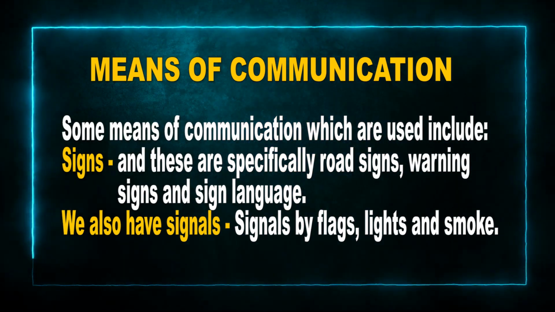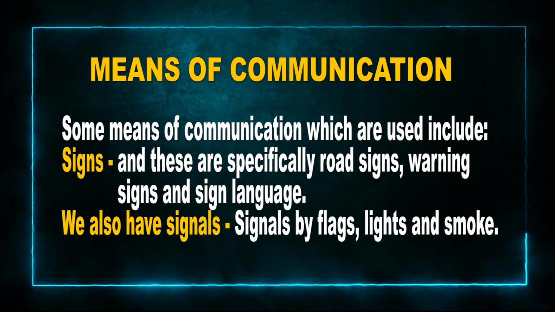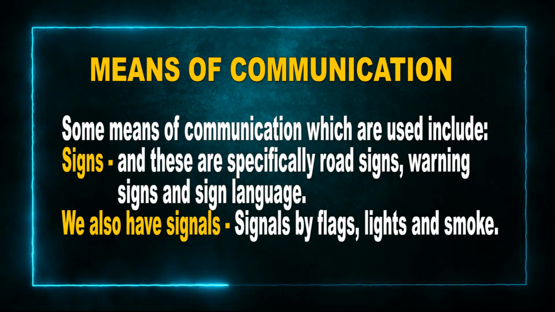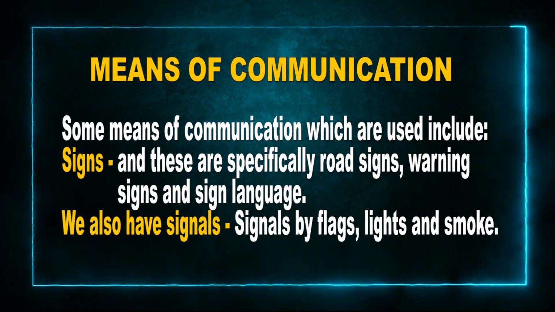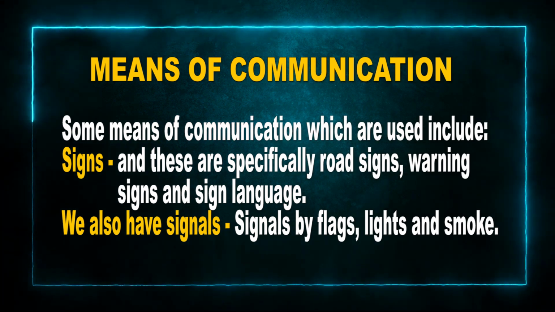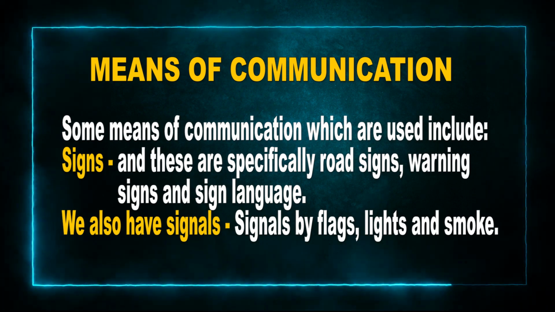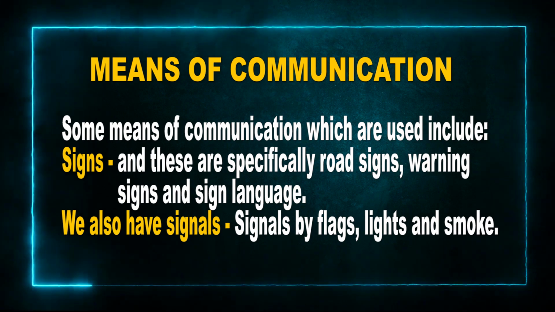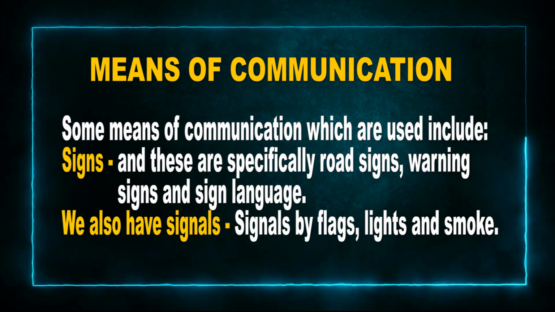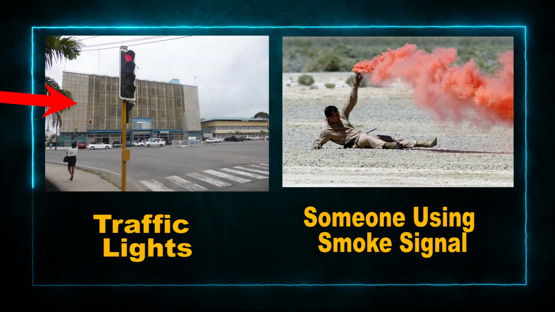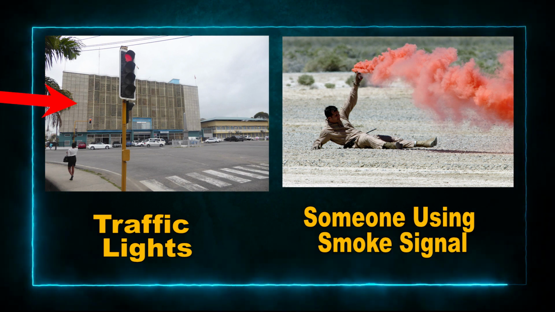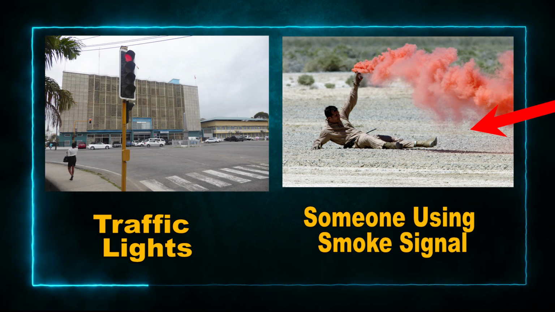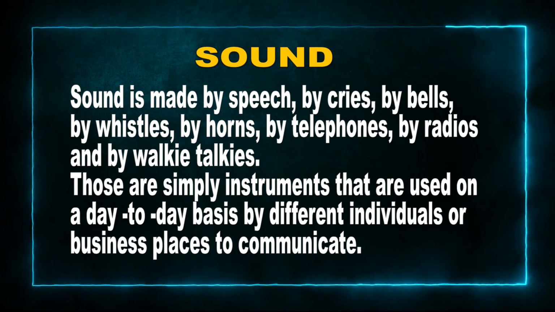Means of communication. Some means of communication which are used include signs, and these are specifically road signs, warning signs, and sign language. We also have signals, signals by flags, lights, and smoke. So in the picture, we have an example of the traffic lights. We have an example of someone using smoke signals. Next, we have sound.